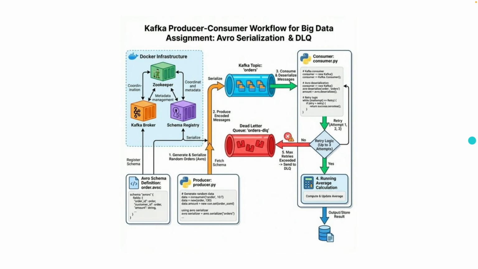In this Big Data Assignment 1, I will be walking through our real-time order processing system built with Apache Kafka. This project demonstrates key big data concepts including message streaming, producer-consumer patterns, Avro serialization, retry logic, and dead letter queue handling. This system simulates an e-commerce platform where orders are generated, processed, and monitored in real time with automatic error handling and recovery mechanisms.